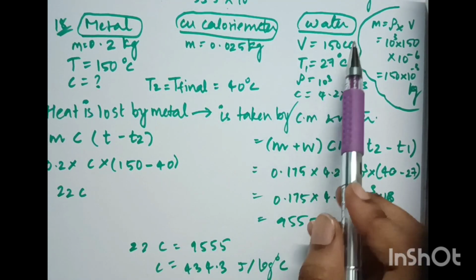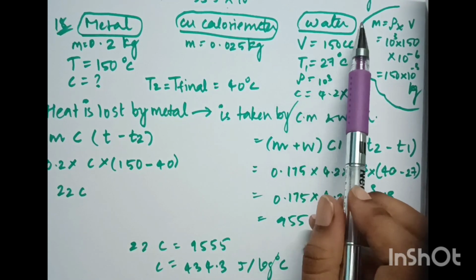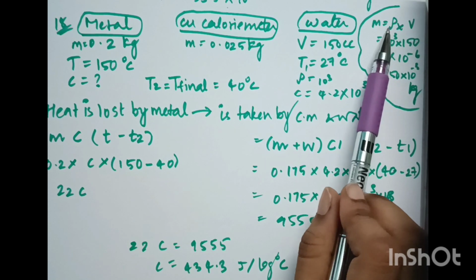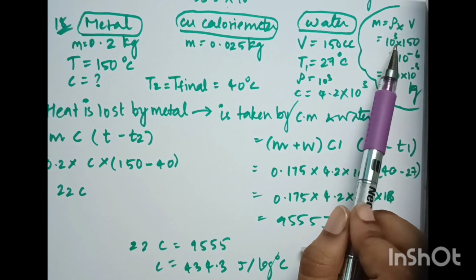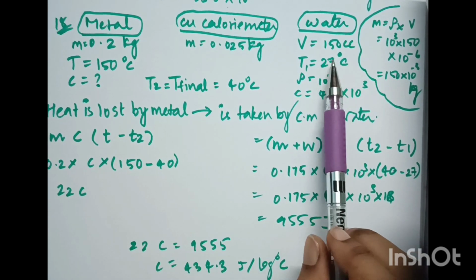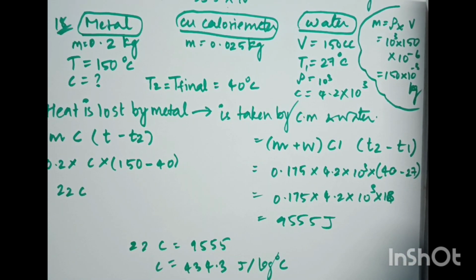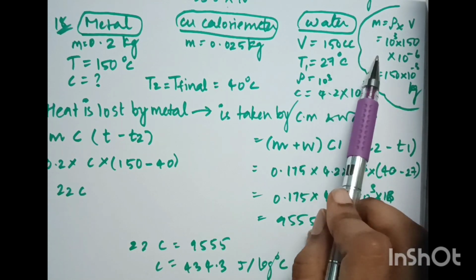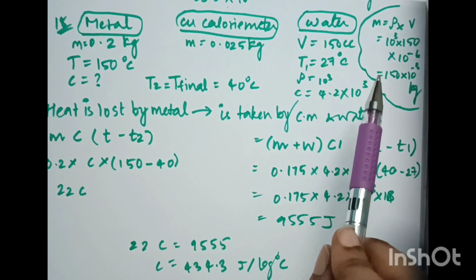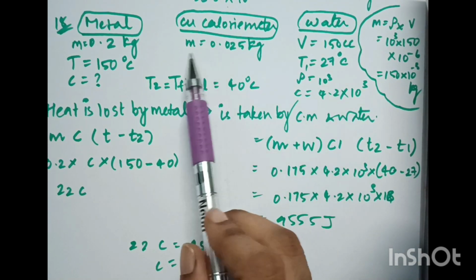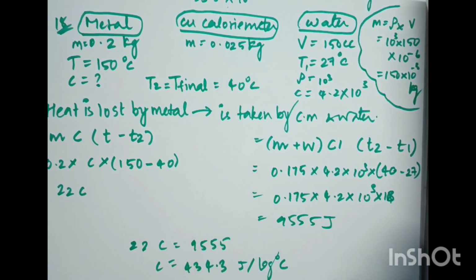Now we are going to use the mass in the formula. So we have to find the mass using this density and volume. So mass is equals to density into volume. Density is 10 cube kilogram per meter cube. Volume is 150, and this is centimeter cube. So centimeter cube we have to convert it into meter cube. So it is 10 power minus 6 meter cube. So the answer is 150 into 10 power minus 3 kilogram. So this is the mass of the water. Okay, the mass of the water is this much. Water equivalent of calorimeter is this much.